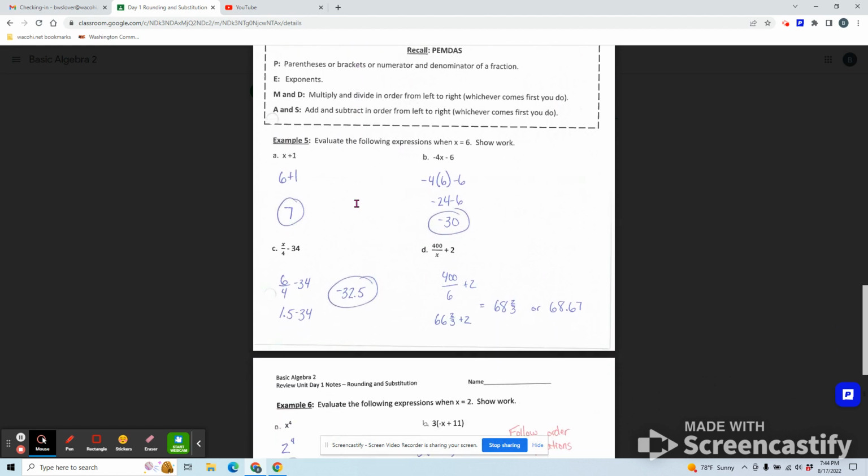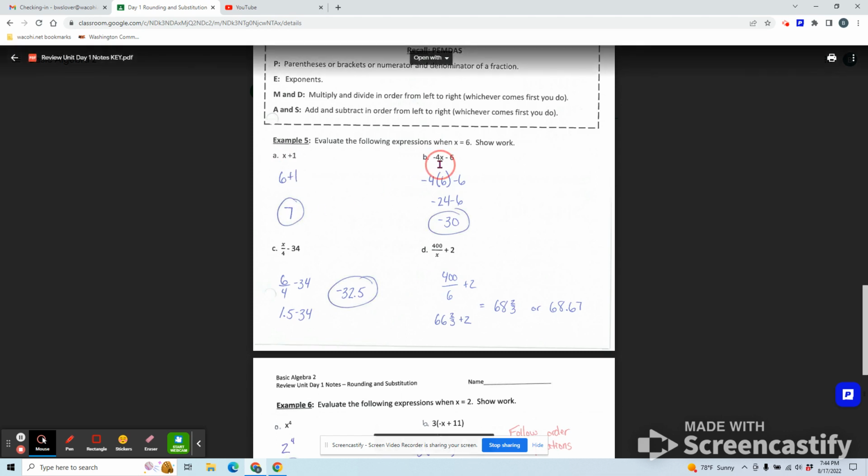Most of your math teachers before have said just plug it in. That's all we're doing. X is 6. We plug in 6 where we see the letter X. So there's the letter X. We're going to plug in 6. 6 plus 1 equals 7. And there you go.